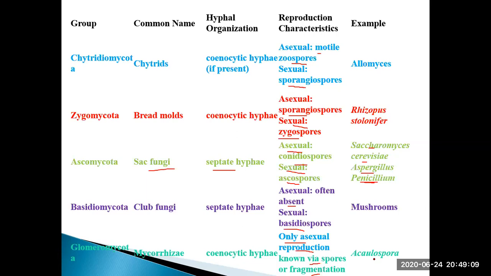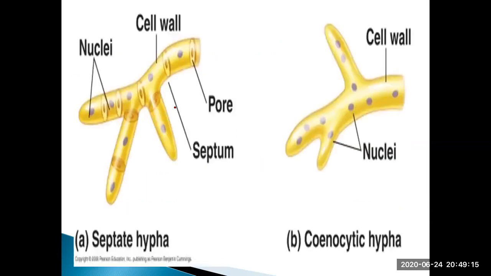And for memorizing the two kinds of hyphae, I can remind you again. One is septate hyphae, where there will be some divisions and some pores, and in the case of coenocytic hyphae, there will be no division. It will be like that. So our systematic classification is done. Now we will start our morphological classification.